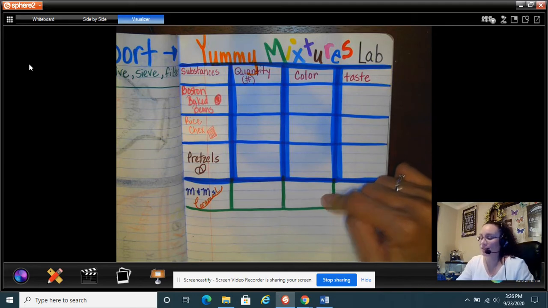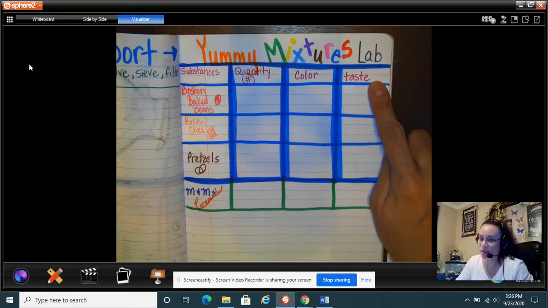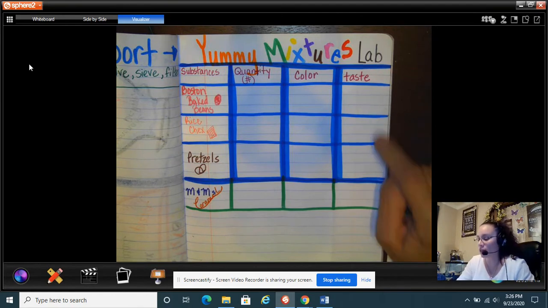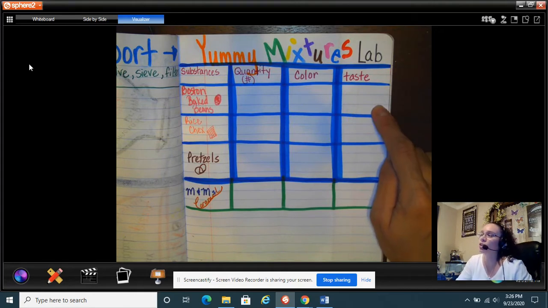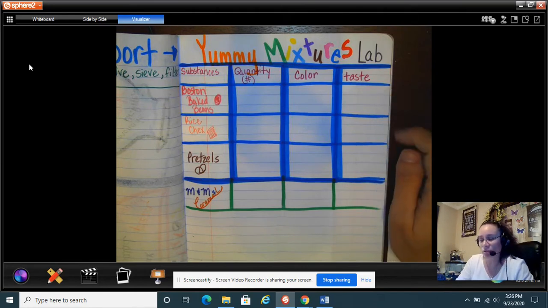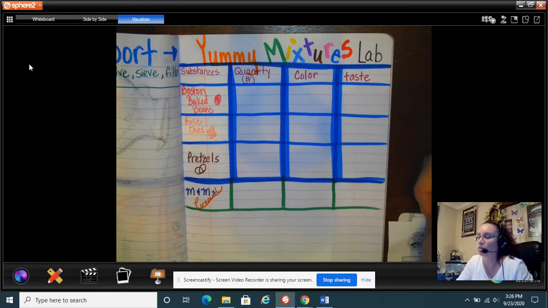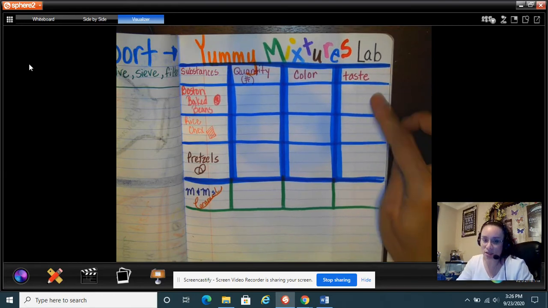Then the best part, taste, the property of taste. We're going to taste the Boston baked beans. You're going to taste the rice chex. You're going to taste the pretzels, taste the M&M caramels, because those are mine, but you put yours. And I'm going to put, do they taste sweet, salty, bitter? Okay. If you say they taste good, well, what is good? Because I think broccoli and ranch is good too. Okay. So we can't use words like that. We got to use words like bitter, salty, sweet, crunchy. Okay. What they taste like.